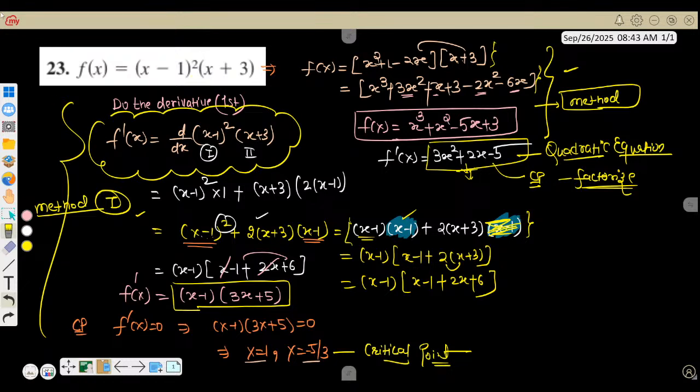So now you have a critical point, and you have to identify the behavior of the function in the left side or right side of the critical point. Give me 1 minute. I'm going to share this picture in the group.